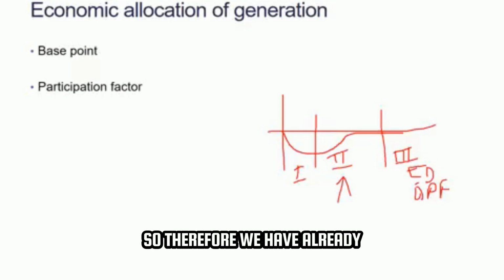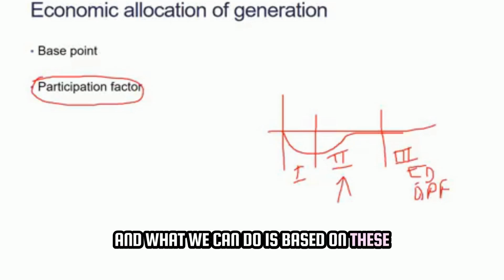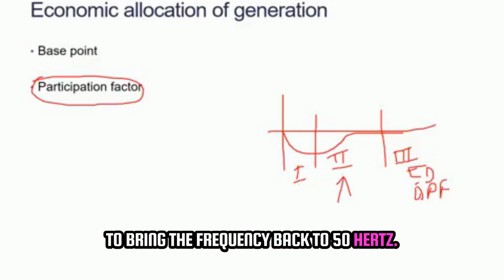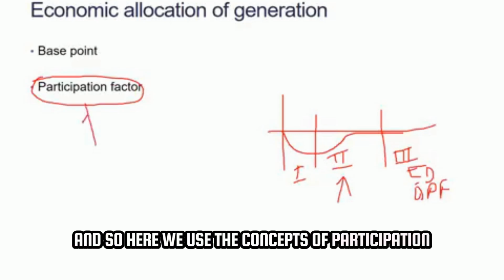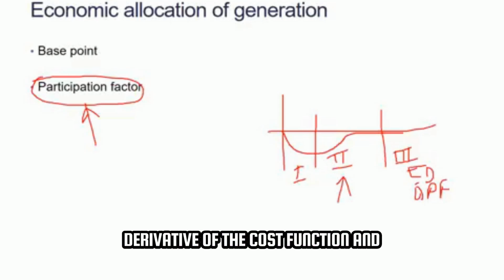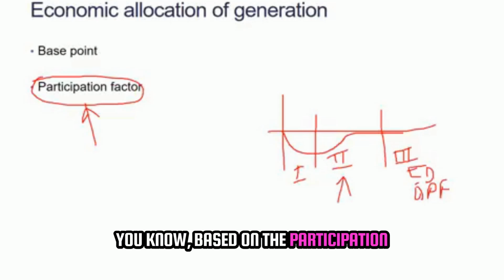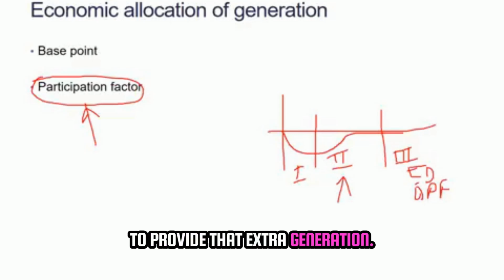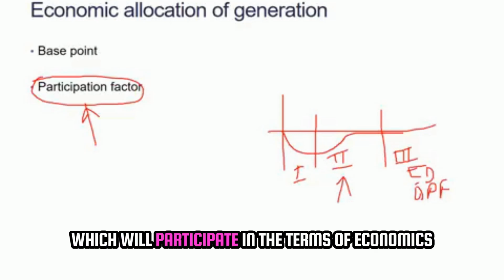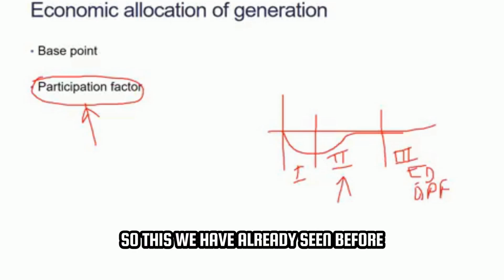So we have already seen the concept of participation factor, and when we are requesting the generators to generate more to bring the frequency back to 50 hertz, we use these participation factors, which we have already seen before. You can impose this participation factor, which is nothing but the double derivative of the cost function, and whatever delta load change has taken place, because of which the frequency has gone down, based on the participation factor you can easily calculate which generators will be cheaper to provide that extra generation and will participate in terms of economics for bringing the frequency to 50 hertz, right? So this we have already seen before.